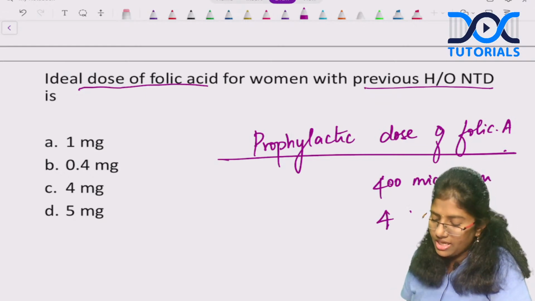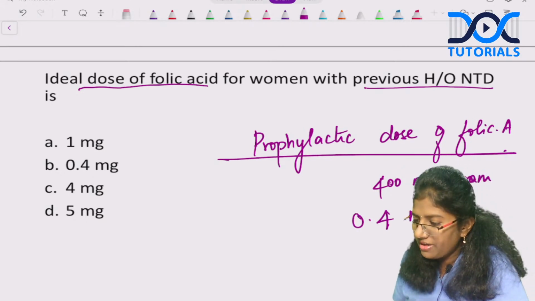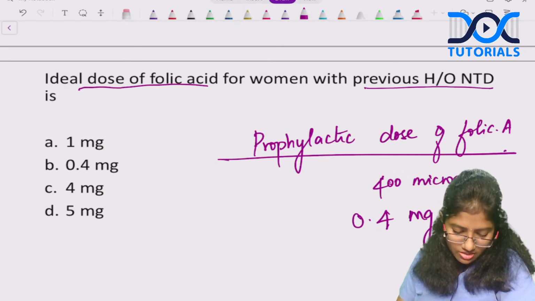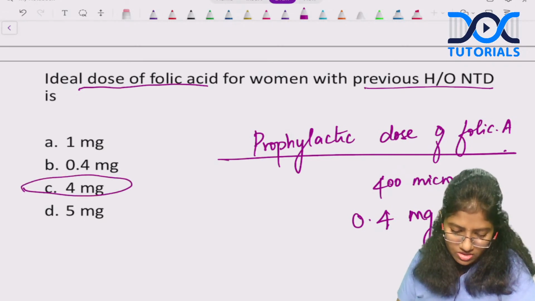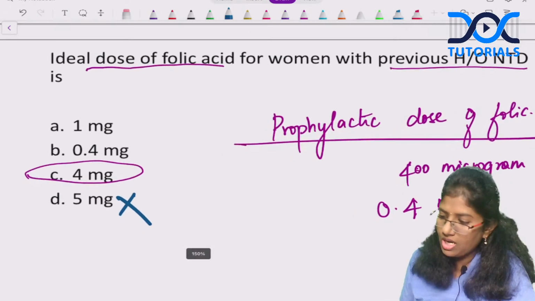What is the dose of folic acid for women with previous history of neural tube defect? Answer is not 5 milligram. Manoj, the correct answer is 4 milligram. The most common wrong answer is 5 milligram.